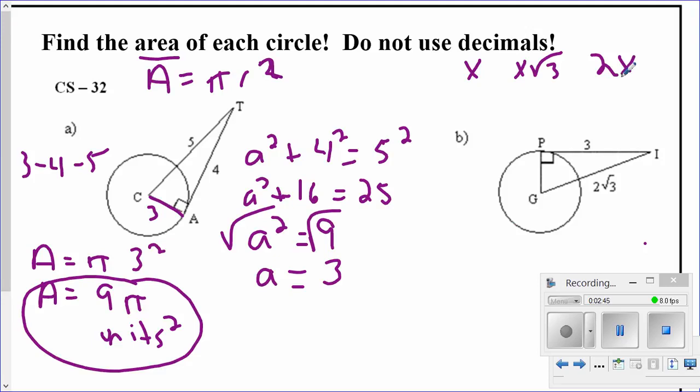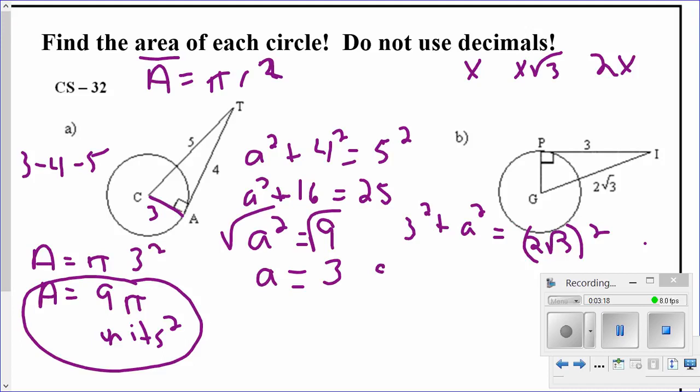However, even though I'm suspecting that it's a 30, 60, 90, I can't assume that because the only angle marked is the 90 degrees. So I am going to go ahead and use the Pythagorean theorem to see what the short leg is equal to, and that also, once again, is the radius of the circle. So I have 3 squared plus a squared, or b squared, doesn't matter, is equal to 2 root 3 squared.